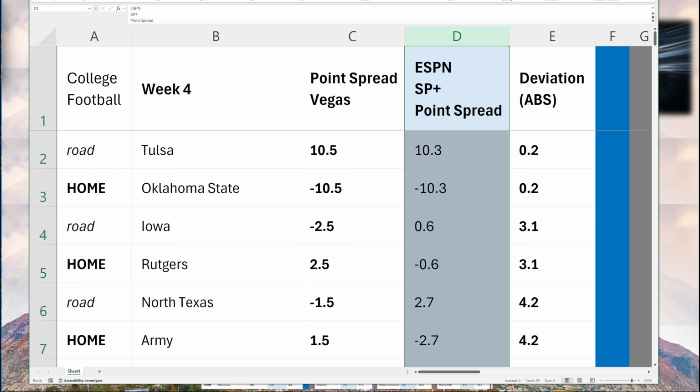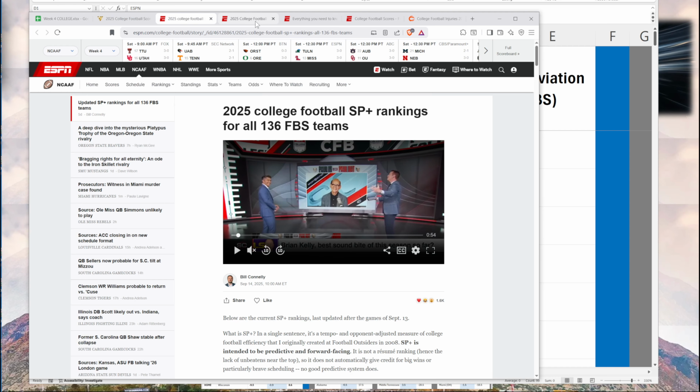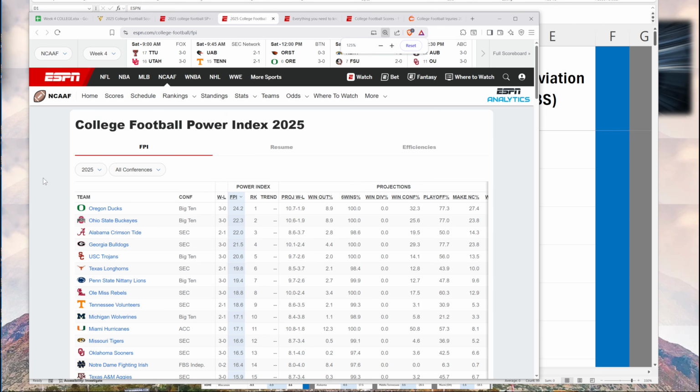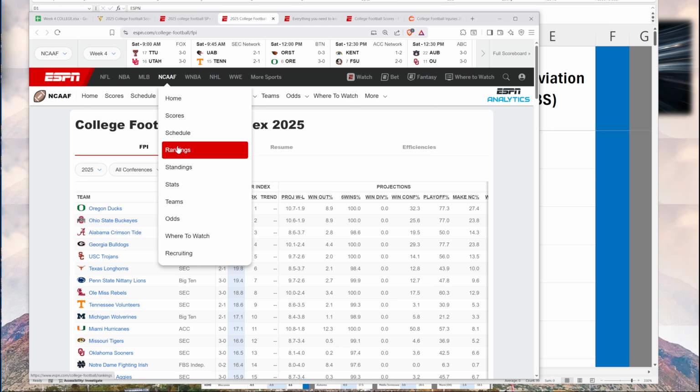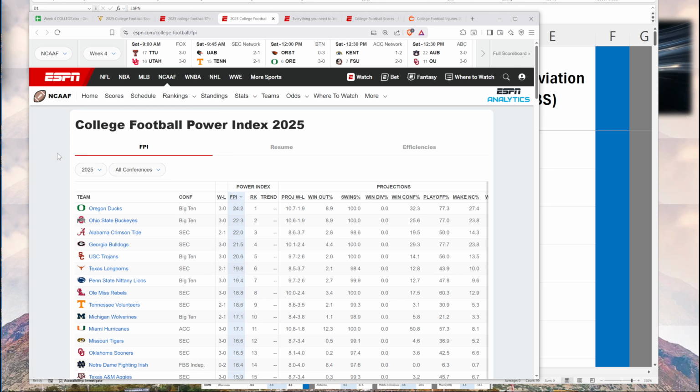What is this? This is actually very useful information. So the idea here is this. If you go to ESPN and then rankings, you will be able to find the Football Power Index and the SP Plus rankings. The Football Power Index is a power rating. The ultimate goal of this power rating, which is updated week to week by ESPN, is that when you take two teams that play each other, you can use the power ratings to calculate the point spread.